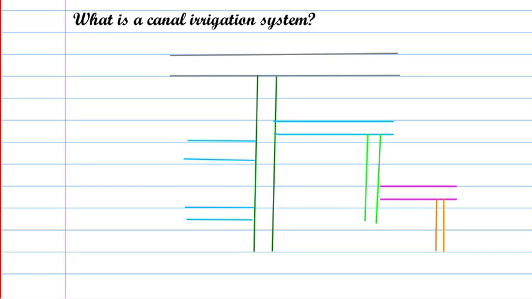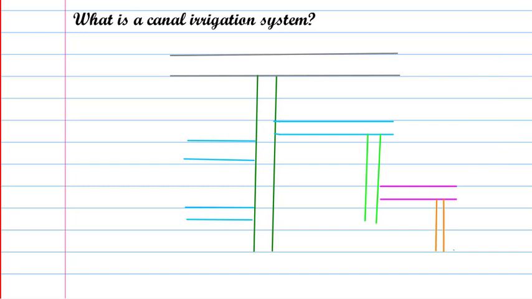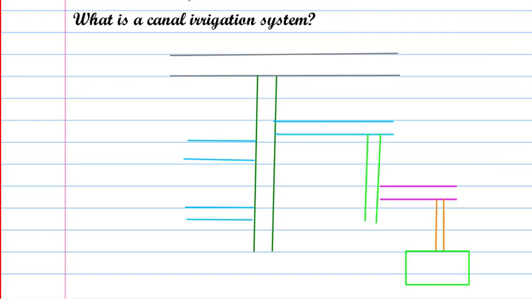After that we will reach the end point, which is our field, right? Let's make the field with green. This is our field. So let's write down the names of these components. This is our source, which we call river, and then from the river the water will go through what we call this one.